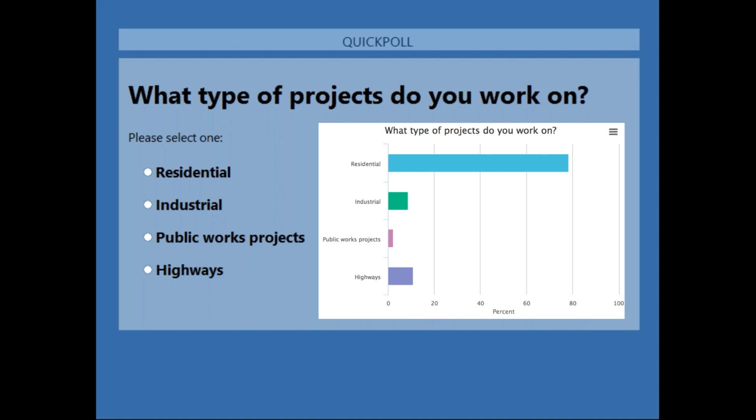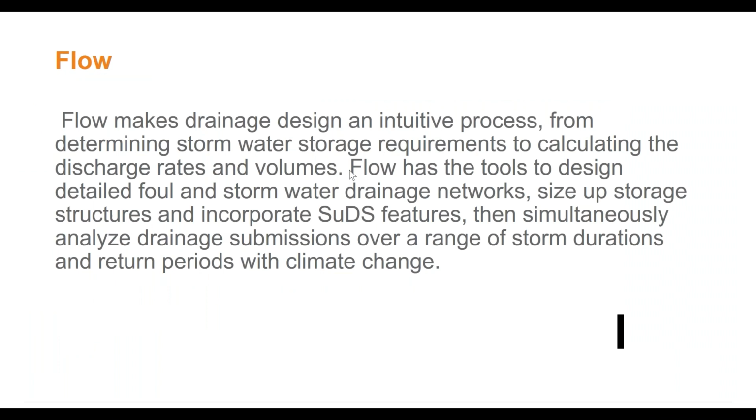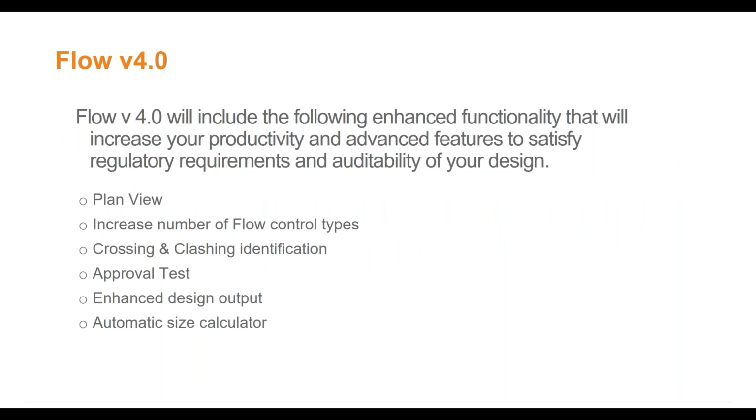You know, a lot of you guys that are attending this know about Flow, and that it really gives you that intuitive process of being able to generate storm and foul water networks. And then also with Flow version 4, we've been able to put in that plan view and also increase the number of flow controls, put that crossing and clashing identification tool in, which again is a very powerful and really useful tool when you're looking at multiple networks.